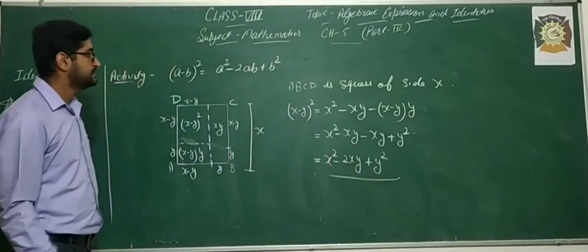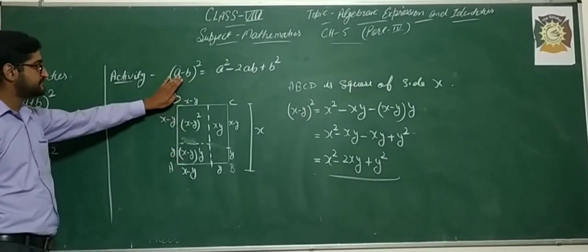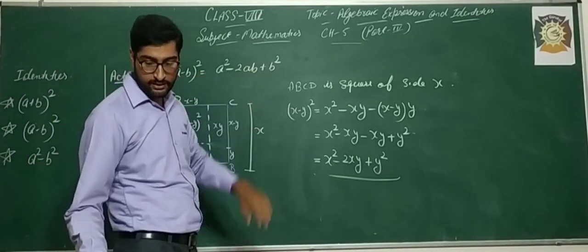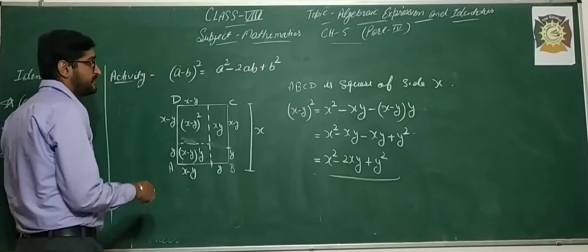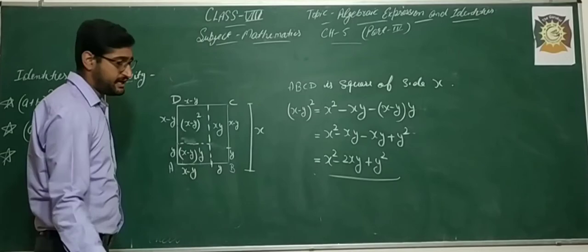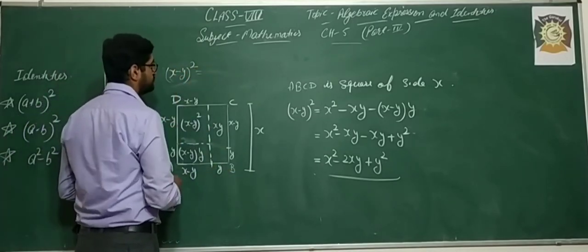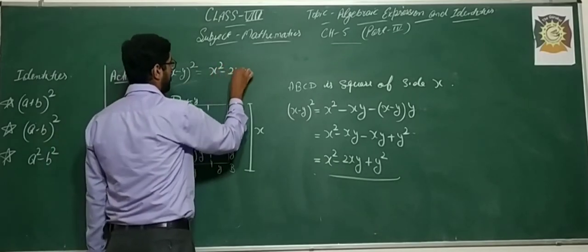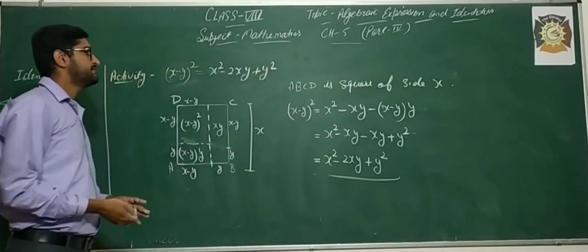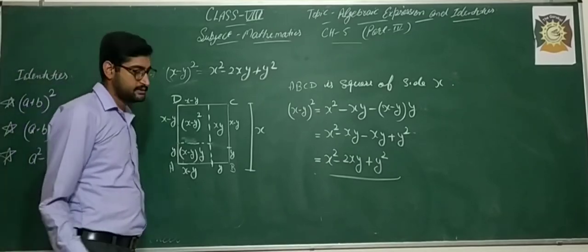So this is the activity by which you can understand how we can prove the identity (a minus b) square is equal to a square minus 2ab plus b square, or you can change the names according to your choice. As it's (a minus b) square, you can write here (x minus y) square is equal to x square minus 2xy plus y square. It's your choice. You can do it with the help of a and b, or with the help of x and y.